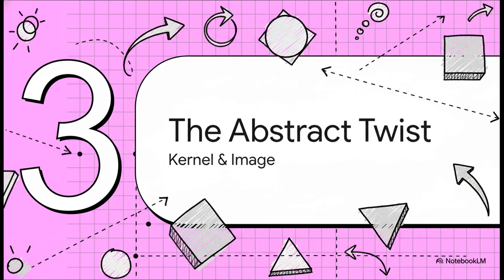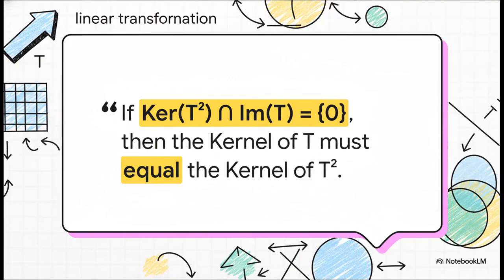We're now moving from the world of concrete calculations to a much more profound abstract puzzle that really tests the fundamental principles of linear transformations. So here's our next challenge. It's a theorem. A universal statement about some linear transformation we're just calling T. I know it looks dense, but don't worry, we're going to break it down piece by piece.